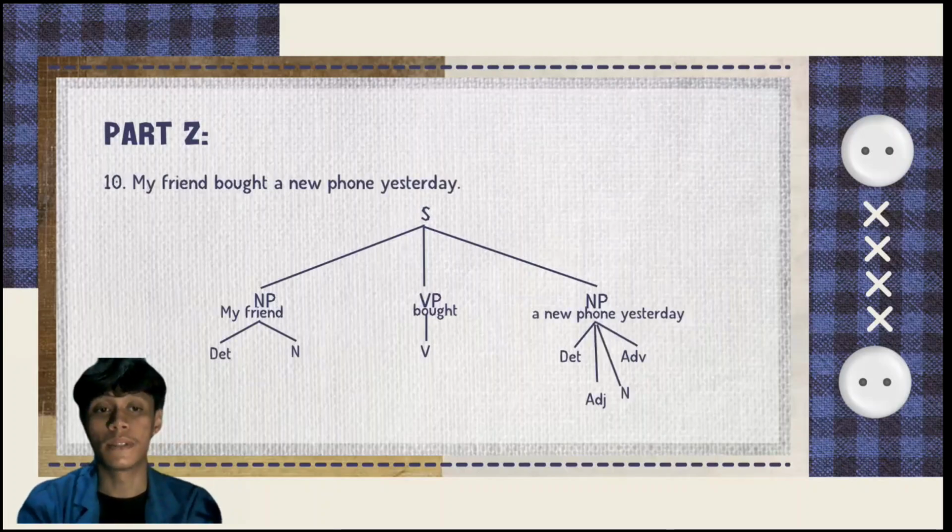And the last is number 10: my friend bought a new phone yesterday. My friend is determiner and noun phrase. Bought is a verb phrase. And a new phone yesterday is determiner, adjective, noun, and adverb. So there is a noun phrase.